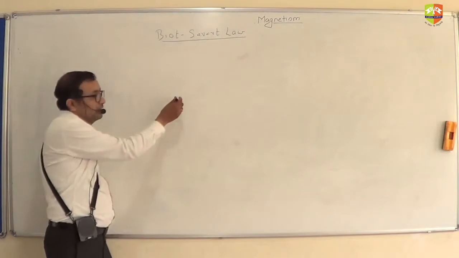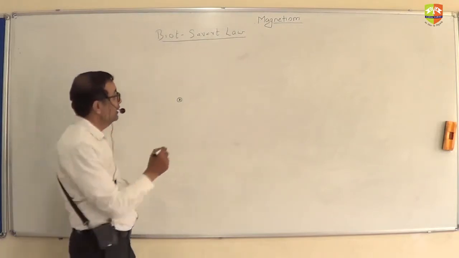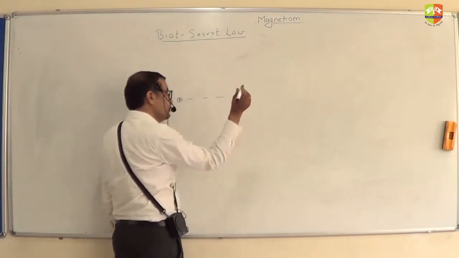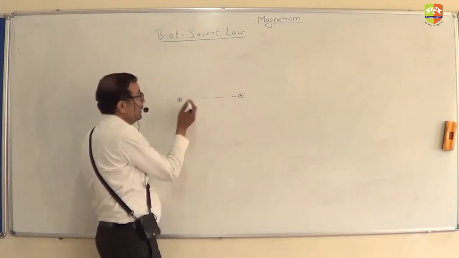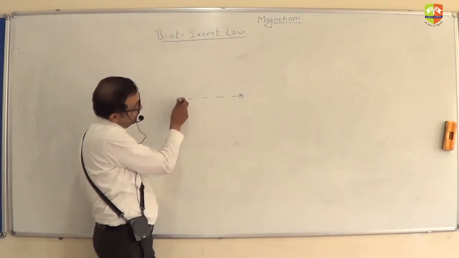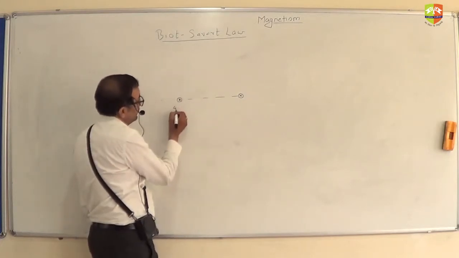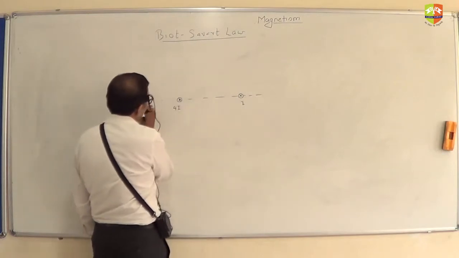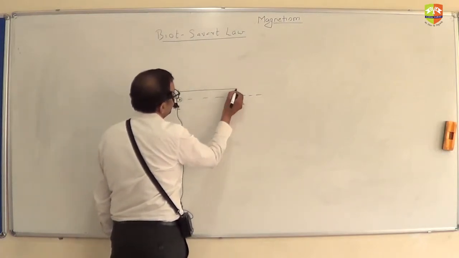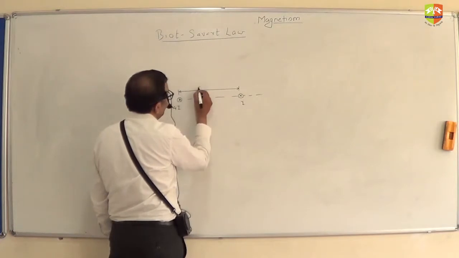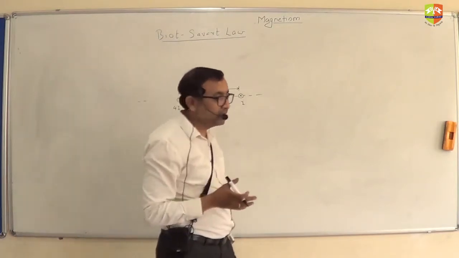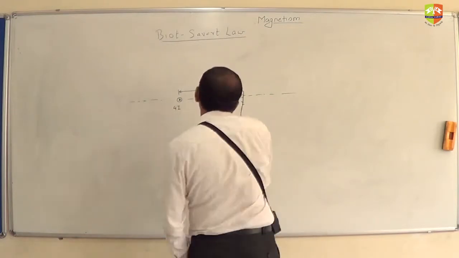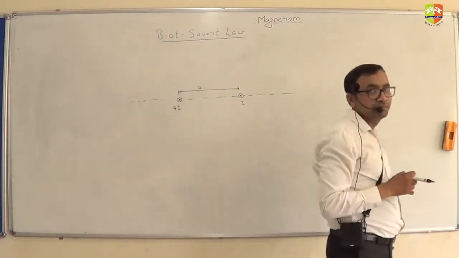Infinite wire, current that comes out of the board. Then you have another current that goes into the board. Infinite wire here: this current comes out, this current goes in. This current is 4I, this is I. The distance between these two current wires is A. You have to find out where the net magnetic field on this line will be zero.